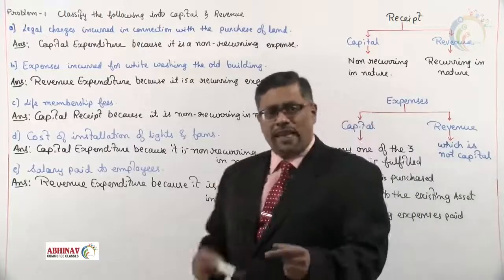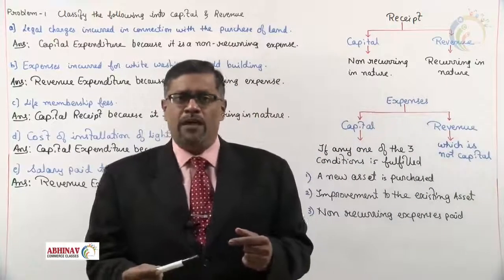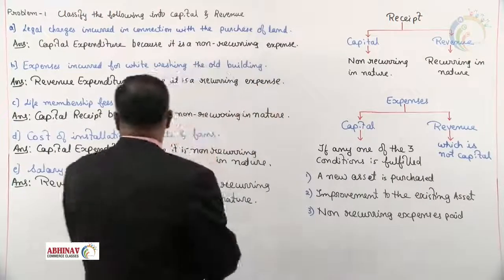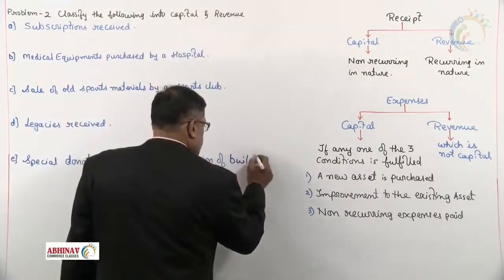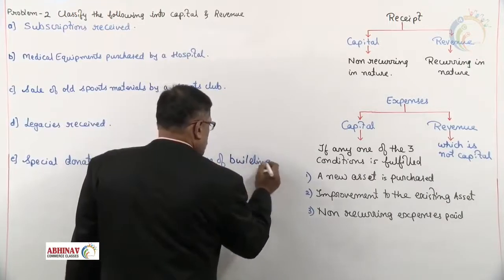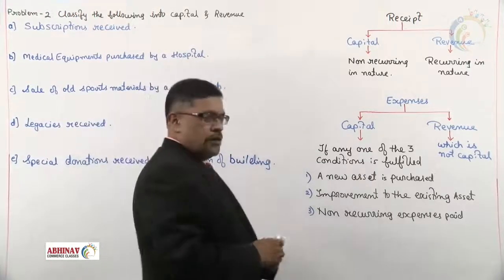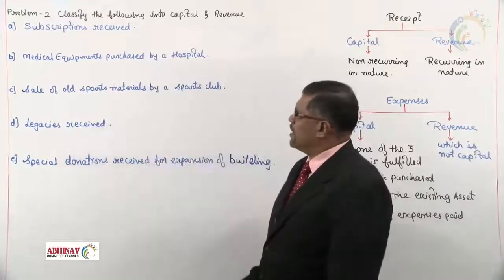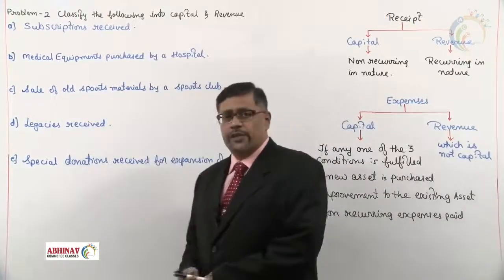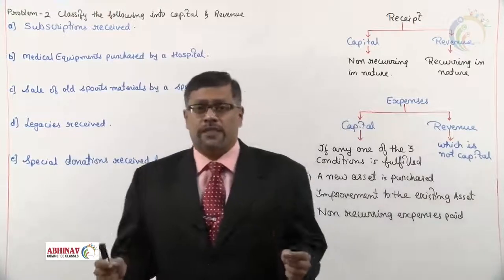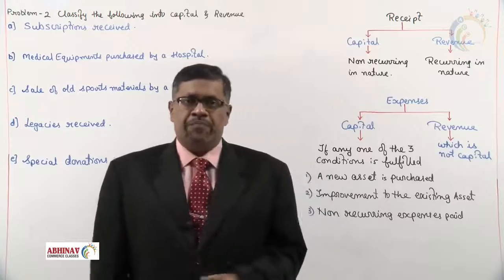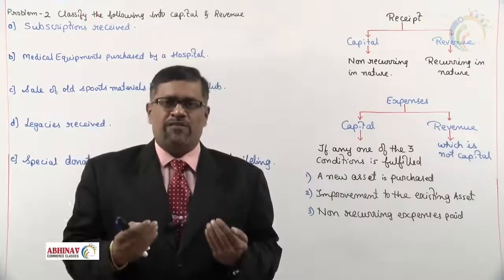In this video, let us take up one more problem on capital and revenue. First transaction, subscriptions received. Subscriptions received is an income of a not-for-profit organization. They receive the subscriptions from the members.